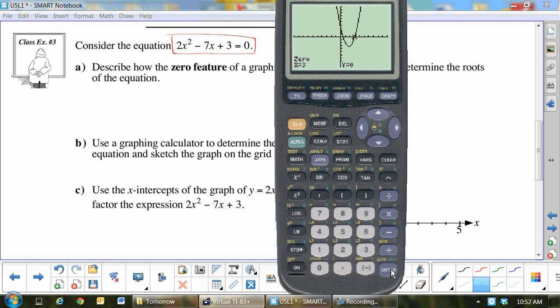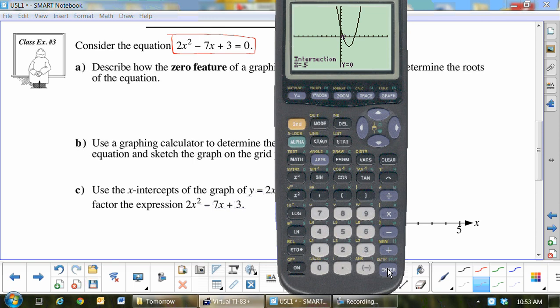Now, I actually never use this 0 function. I always, always, always do this. I go y equals, and I put y2 as 0. And then guess what I use? Second, trace, intersect. Now where's my spider? Right there. And all I have to see where he is, enter, enter, enter.